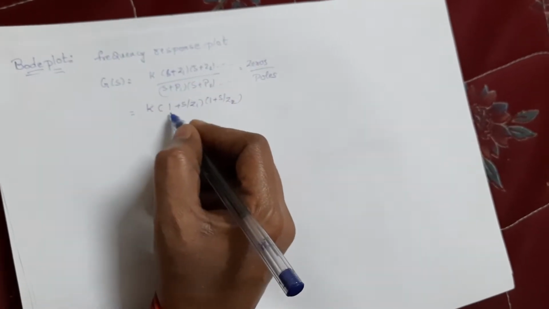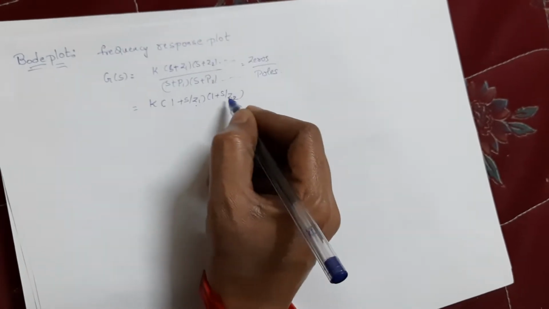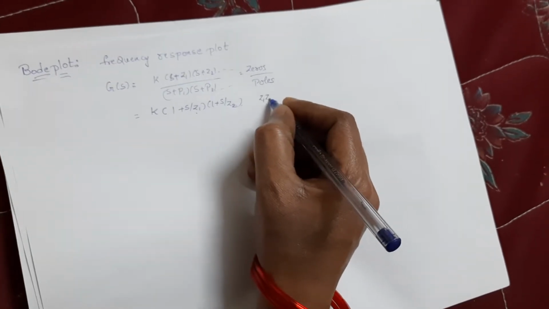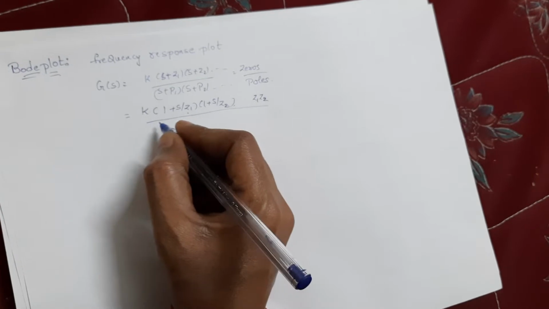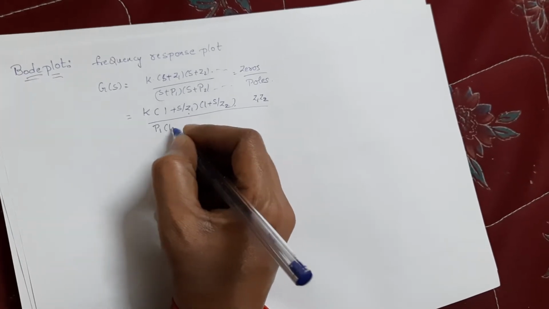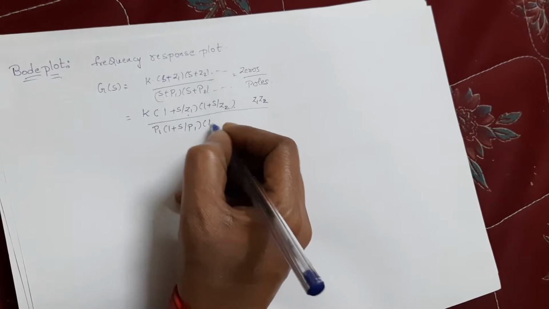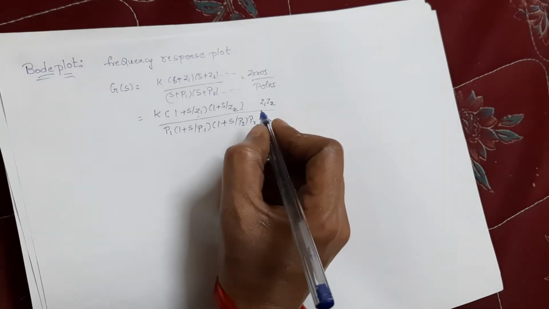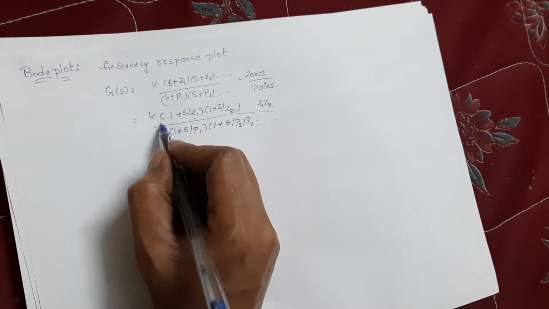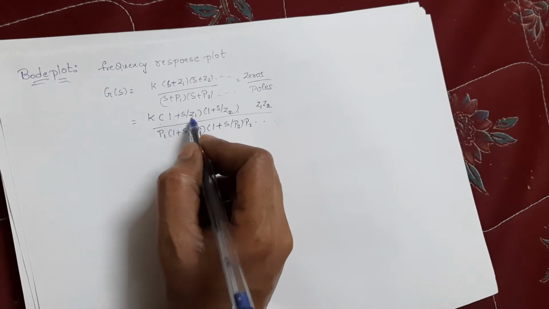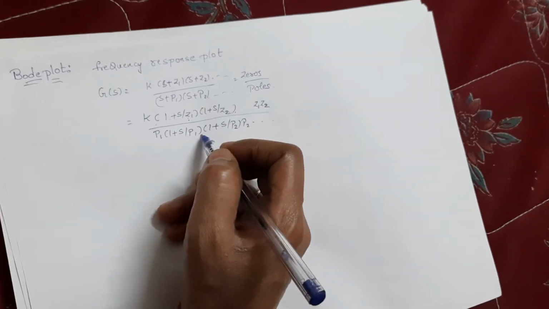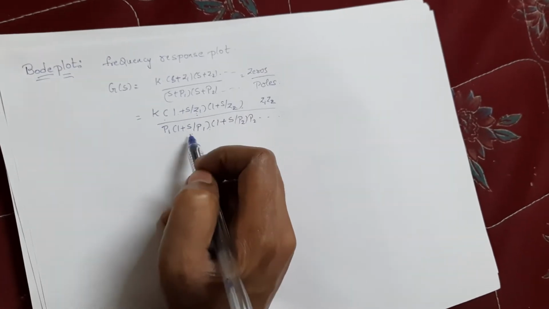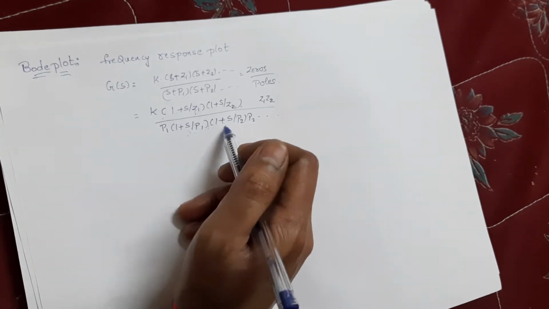If z1 is common, it becomes 1 plus s by z1. Here if you take z2 common, it becomes 1 plus s by z2. Here there will be the multiplication factor z1 z2, divided by the denominator also. So p1 you take common, 1 plus s by p1, and 1 plus s by p2 when you are taking p2 common, and so on. To construct a Bode plot, your open loop transfer function should be in the form of 1 plus s in the numerator and 1 plus s in the denominator. If it is given directly in this format, you can easily construct the Bode plot step by step.